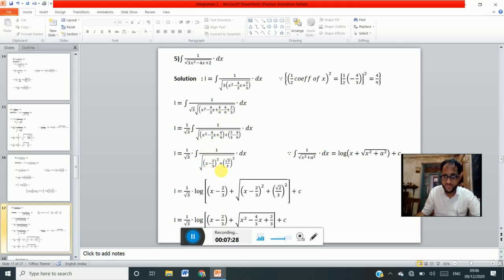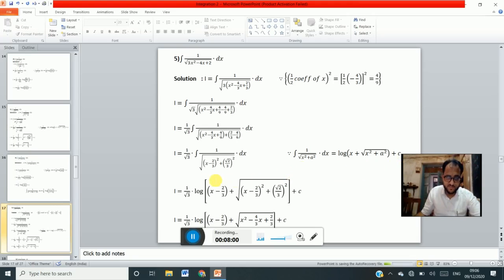x minus 2 by 3 whole square, since x square minus 4 by 3 x plus 4 by 9 is x minus 2 by 3 whole square. And minus 4 by 9 plus 2 by 3, that is 2 by 3 minus 4 by 9, is root 2 by 3 whole square. Now use this result: integration of 1 upon root x square plus a square is log of x plus root x square plus a square, plus c.